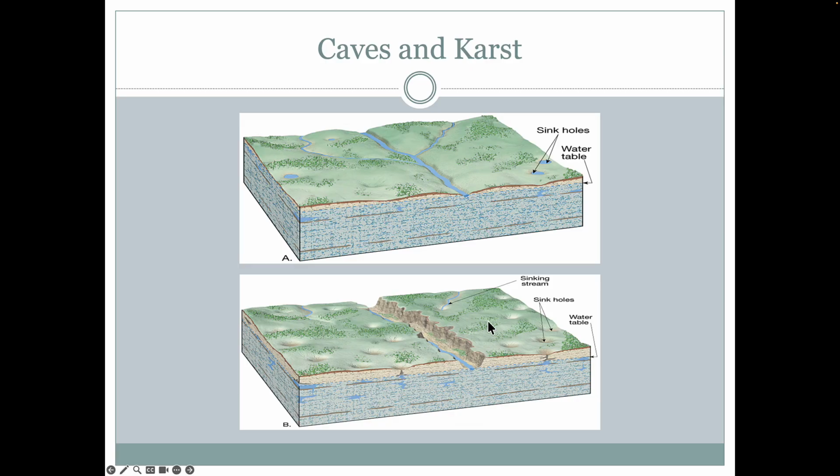And if we were at the surface here, what we would see is sort of these pockmarks, these isolated lows in the terrain that are called sinkholes. So a sinkhole is a collapse feature where there was a cave, the cave collapsed in on itself, and what we see on the surface of the earth is just this isolated low, this closed depression.